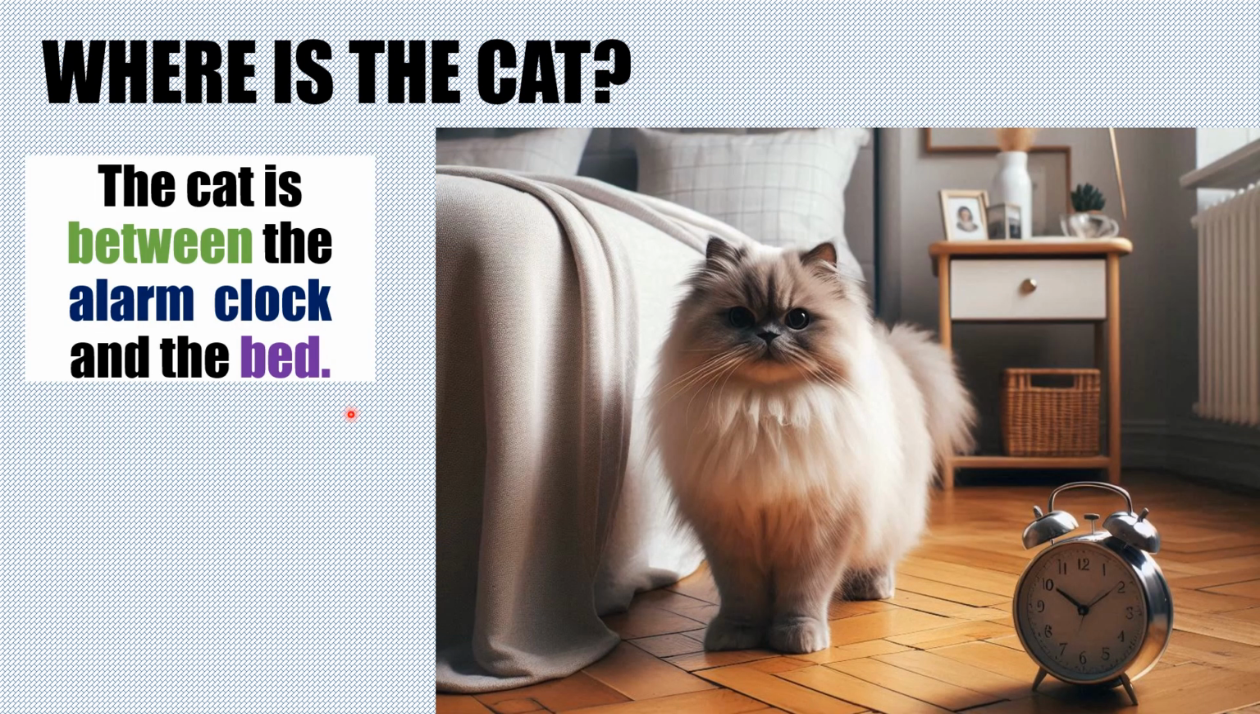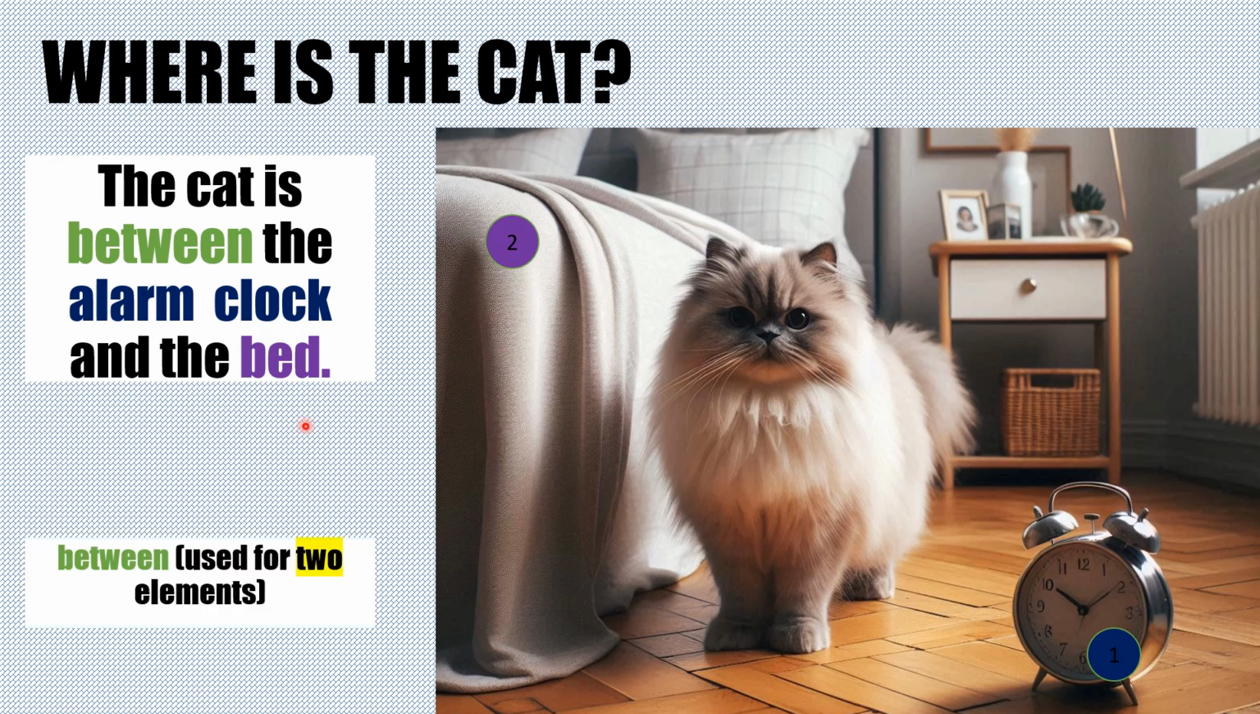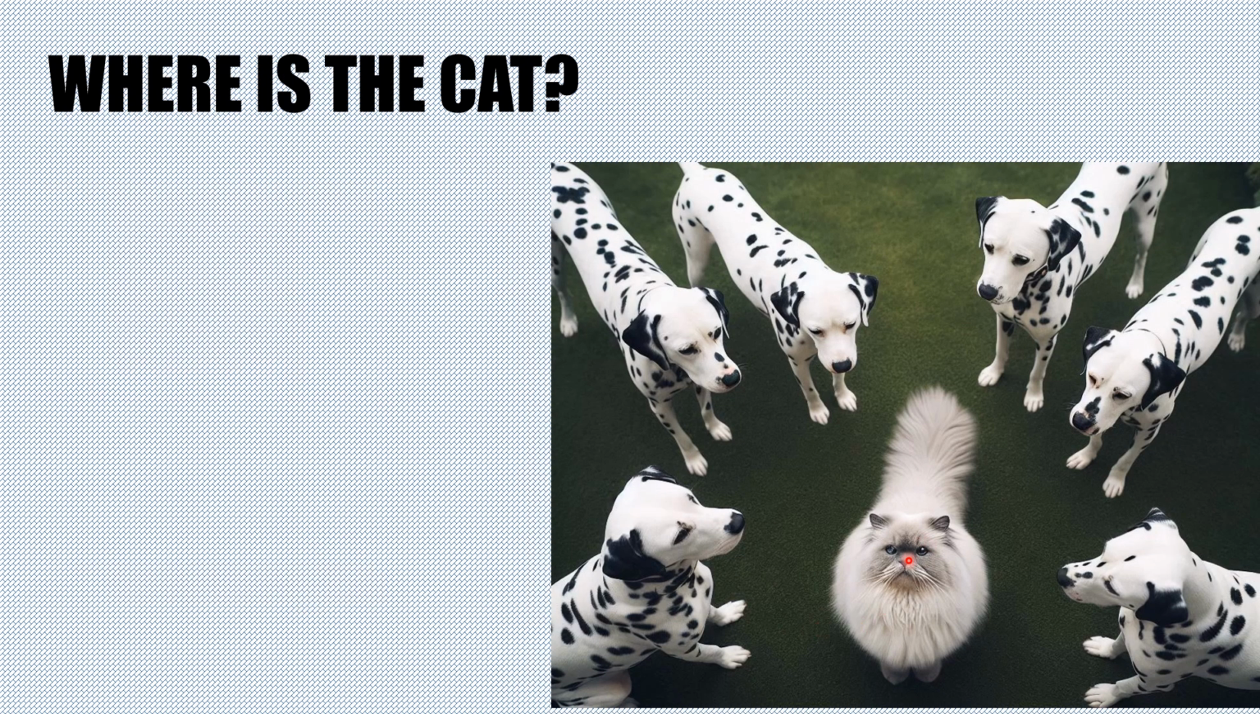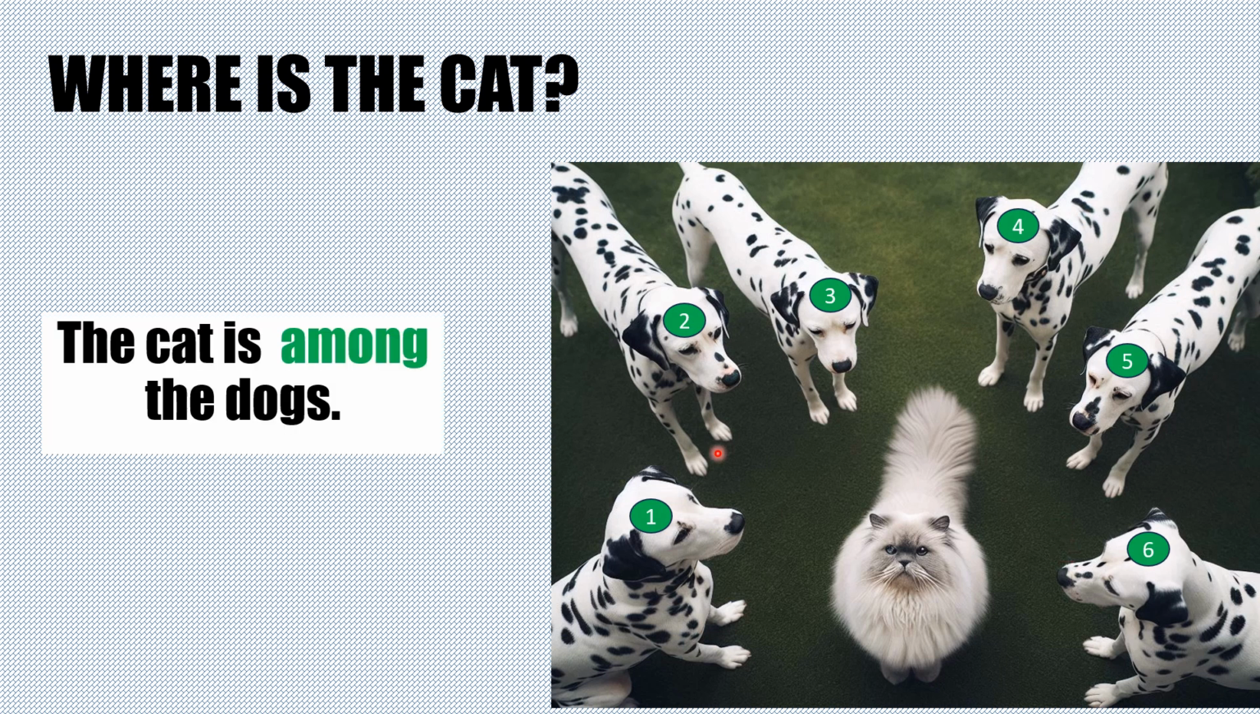Look at the next picture. The cat is between the alarm clock and the bed. However, when the element we refer to is surrounded by several elements, we use among. So the cat is among the dogs.